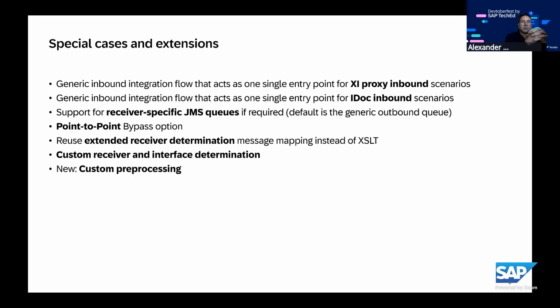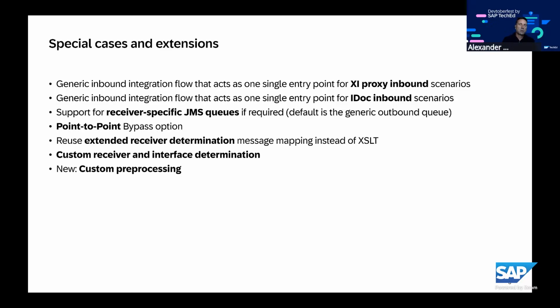Then we also support receiver-specific JMS queues if required, right? Default is that you use one single generic outbound queue, but if you would like to handle specific receivers differently, then you can define receiver-specific JMS queues. Then there are also different bypass options available, like point-to-point. When you have a point-to-point scenario, you don't need to go through all pipeline steps, and there is an option to bypass some pipeline steps.